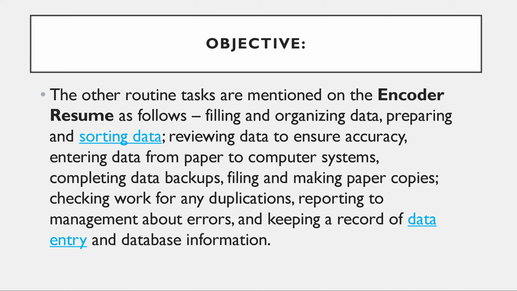The other routine tasks are mentioned on the encoder resume as follows: filling and organizing data, preparing and sorting data, reviewing data to ensure accuracy, entering data from paper to computer systems, completing data backups, filing and making paper copies, checking work for any duplications, reporting to management about errors, and keeping a record of data entry and database information.